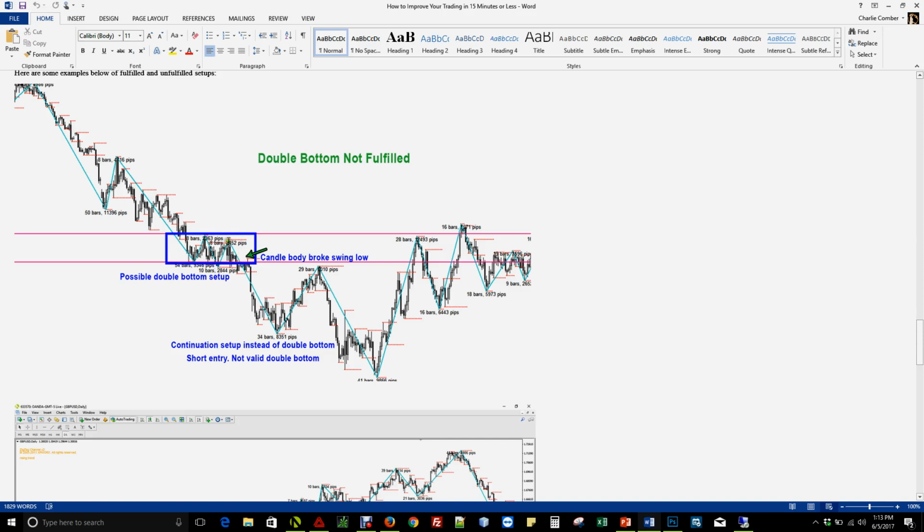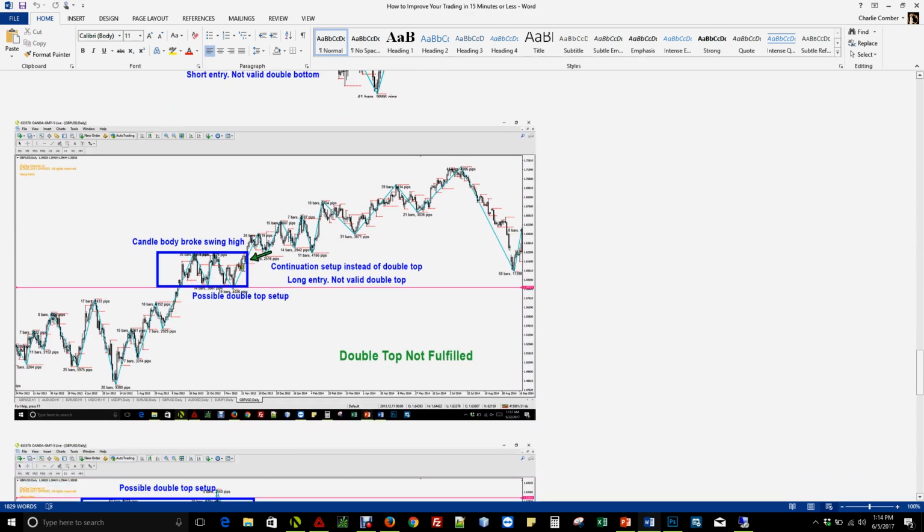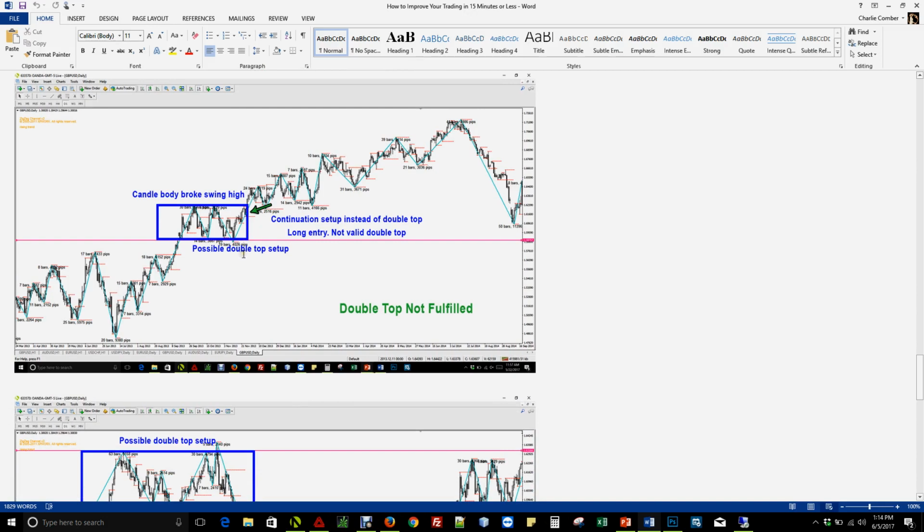At this point, if you're familiar with continuation patterns, you would have entered a short. If not, if you just know this pattern, then you just would have avoided it and waited till the next one. There's nothing wrong with waiting till the next one. It's important to be very patient as a trader.